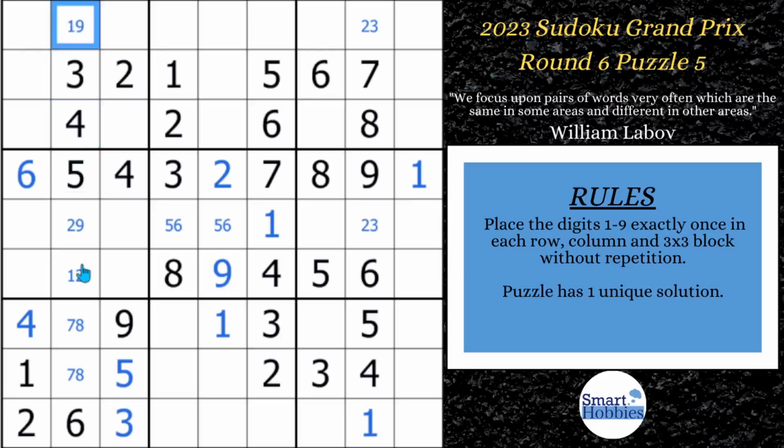All right, after doing that, where can a 6 go up here in block 1? Well, because of this 6, it can't be here. Because of this 6, it can't be here. And because of this 6, it can't be here. So this has to be your 6.